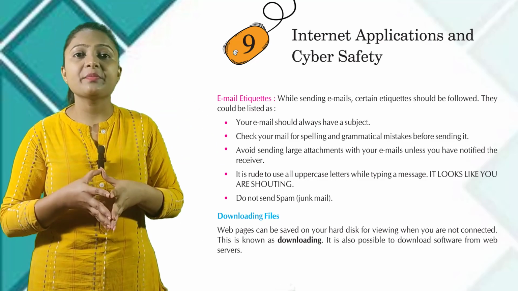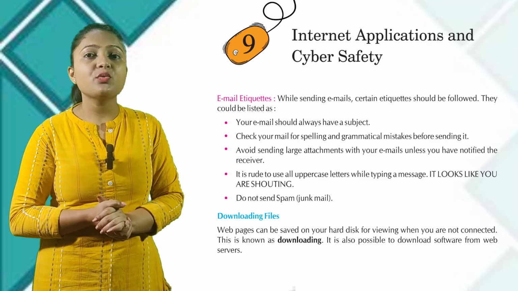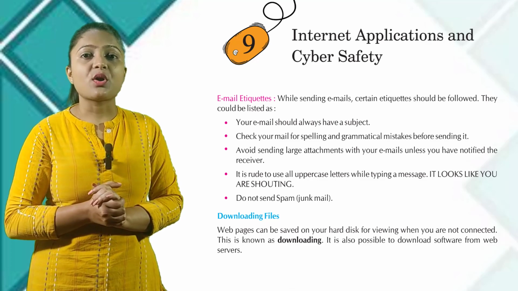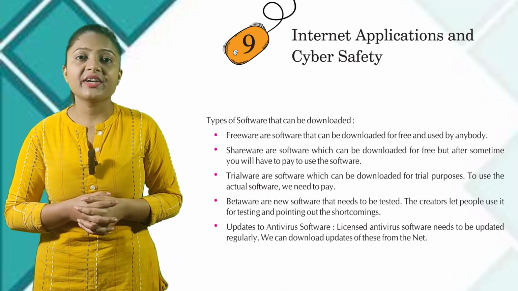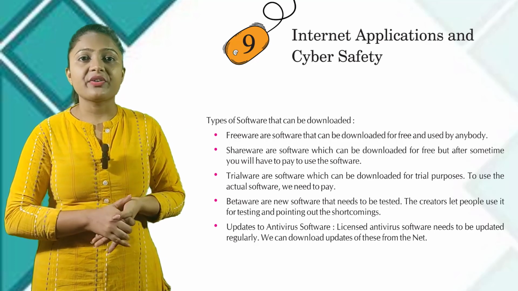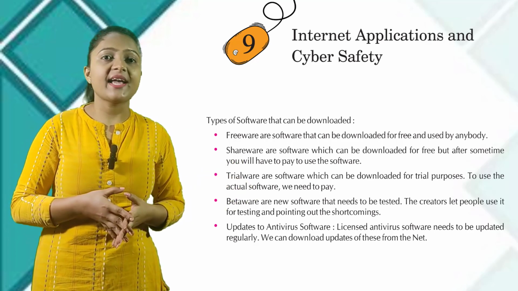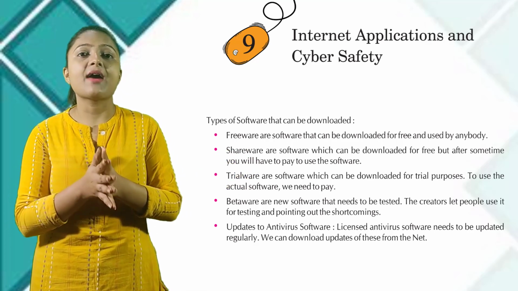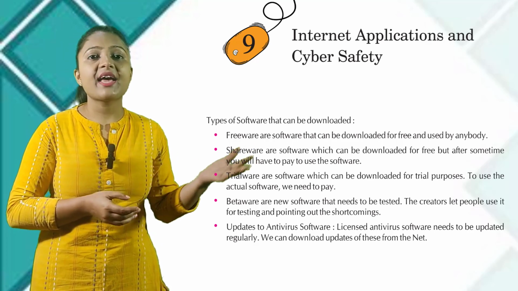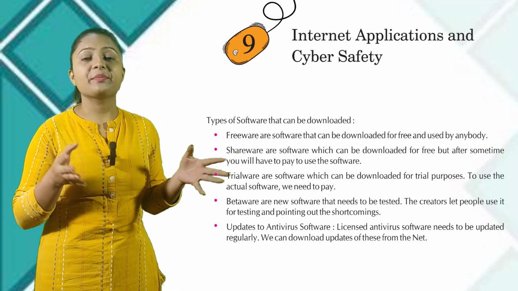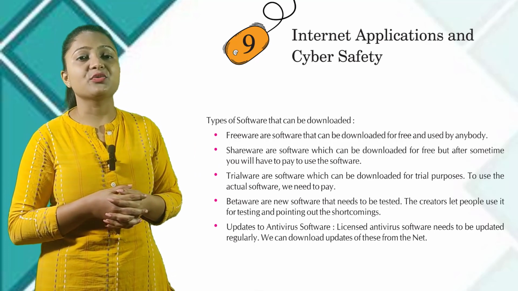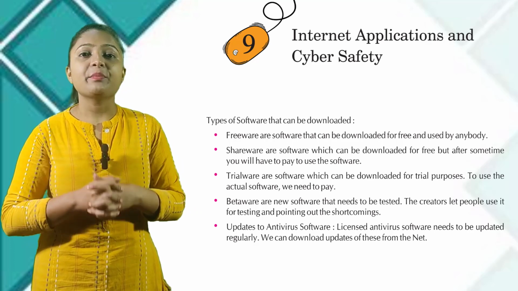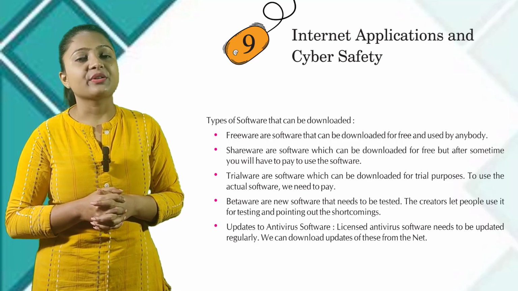Downloading files. Web pages can be saved on your hard disk for viewing when you are not connected. This is known as downloading. It is also possible to download software from web servers. Types of software that can be downloaded. Freeware are software that can be downloaded for free and used by anybody. Shareware are software which can be downloaded for free, but after some time you will have to pay to use the software. Trialware are software which can be downloaded for trial purposes. To use the actual software, we need to pay. Betaware are new software that needs to be tested. The creators let people use it for testing and pointing out the shortcomings.